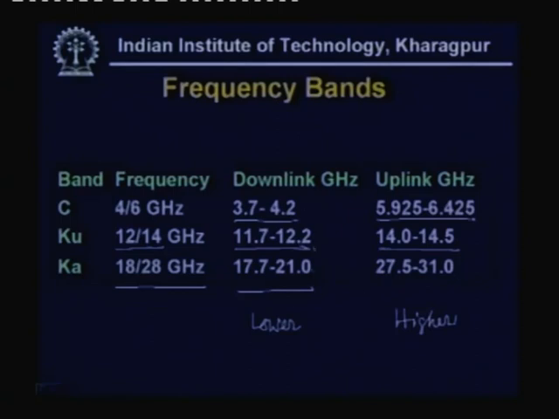On the other hand, downlink frequencies which are transmitted by satellites which are powered by solar cells cannot have very high power. So, they choose lower frequencies, so that attenuation is lesser for downlink signals than the uplink signals. So, here it is uplink signals, it is compensated by higher power of the ground stations.